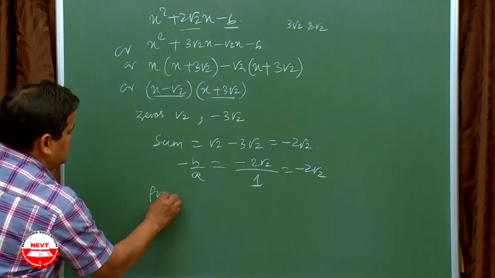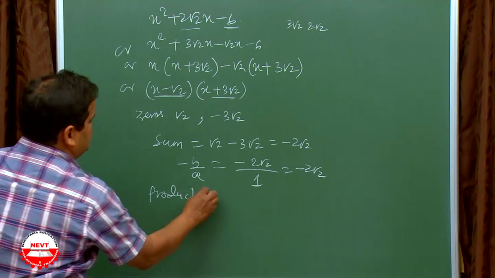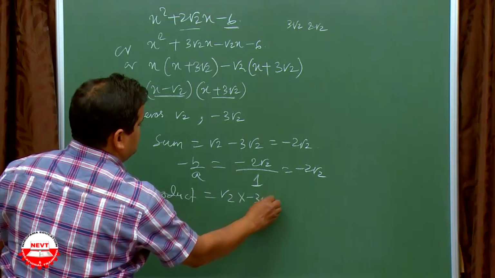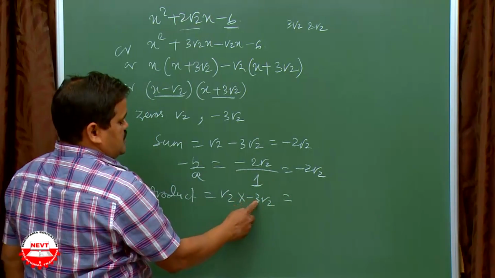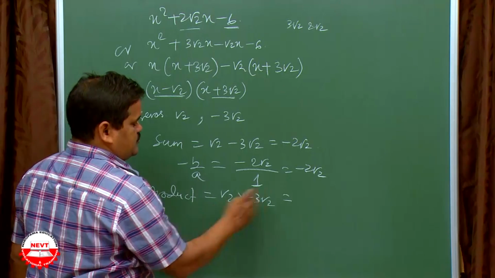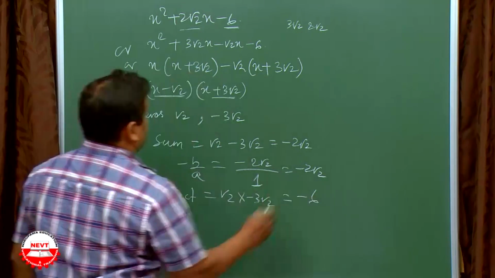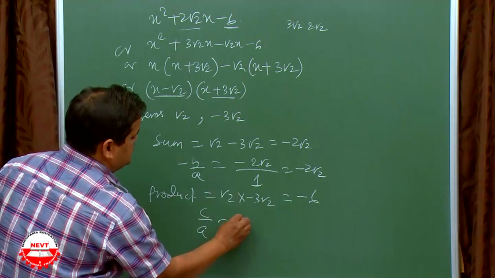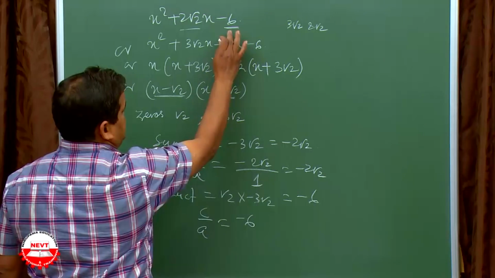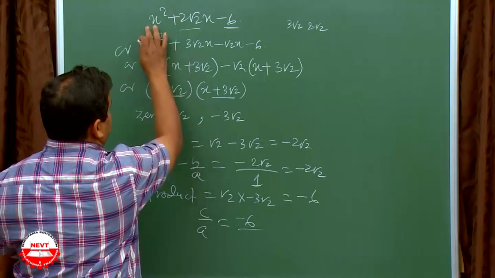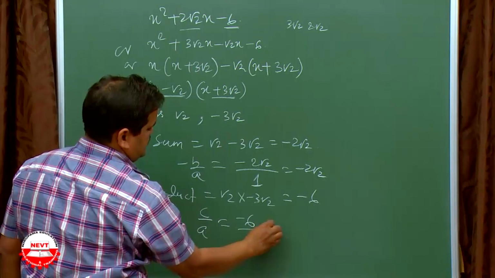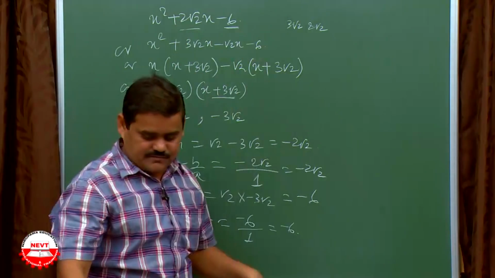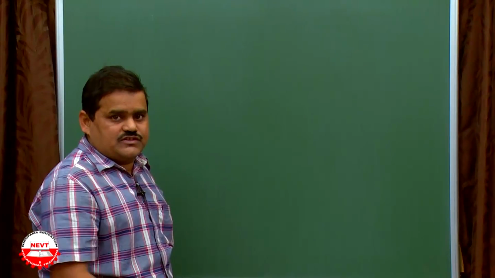What is the product? Product of zeros is equal to root 2 into minus 3 root 2, which is equal to minus 3 root 2 into root 2, that is minus 6. What is the product? c by a is equal to, c means minus 6, minus 6 by a is 1. So this is verified. Come to the next question.